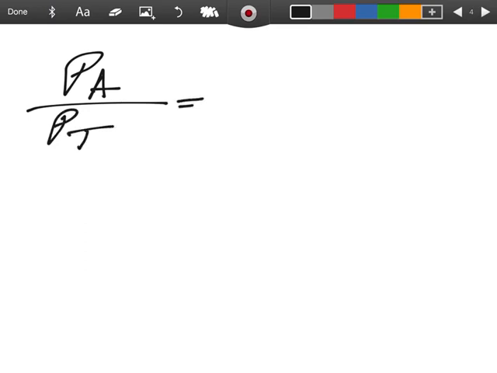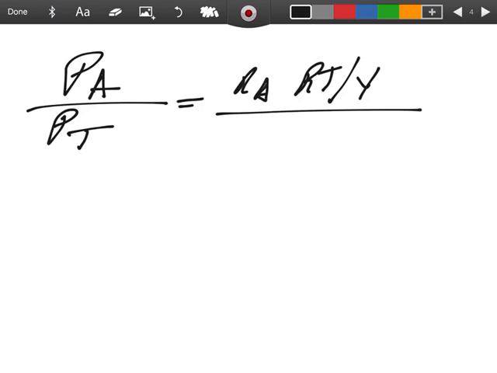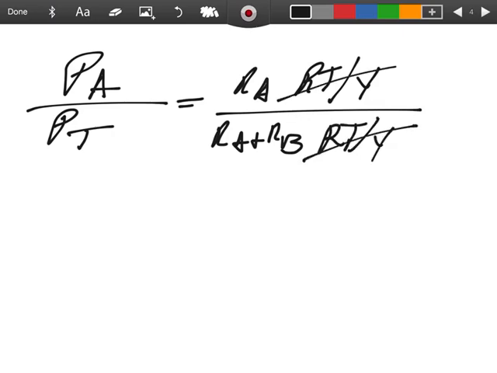So what I am going to say is how much of A is inside of all the pressure. And we already know the descriptions for each of these pressures. It's going to be very simple. For A, it's going to be only nA times RT over V, and all of this is going to be inside of nA plus nB times RT over V. And guess what? These cancel. So the partiality of A inside of the total of the system is only going to be a function of the number of moles, which is pretty cool.